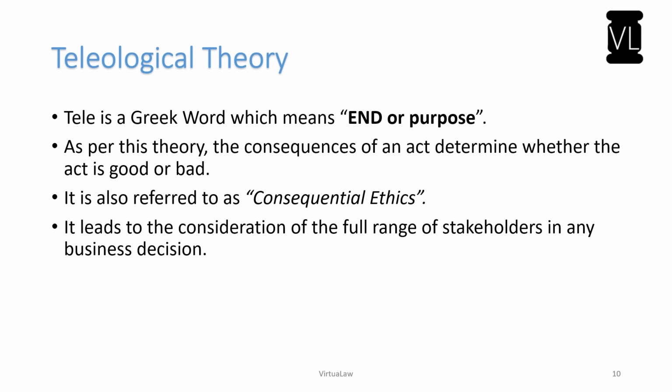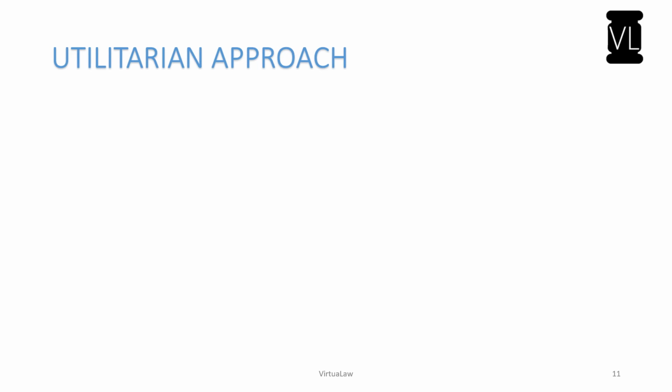So deontological theory and teleological theory are closely linked together. The example should always help you understand the difference between the two, right? So now let us look into the concept of the utilitarian approach. So what is a utilitarian approach? This is the proper business approach of most of the businesses existing in today's world, right?